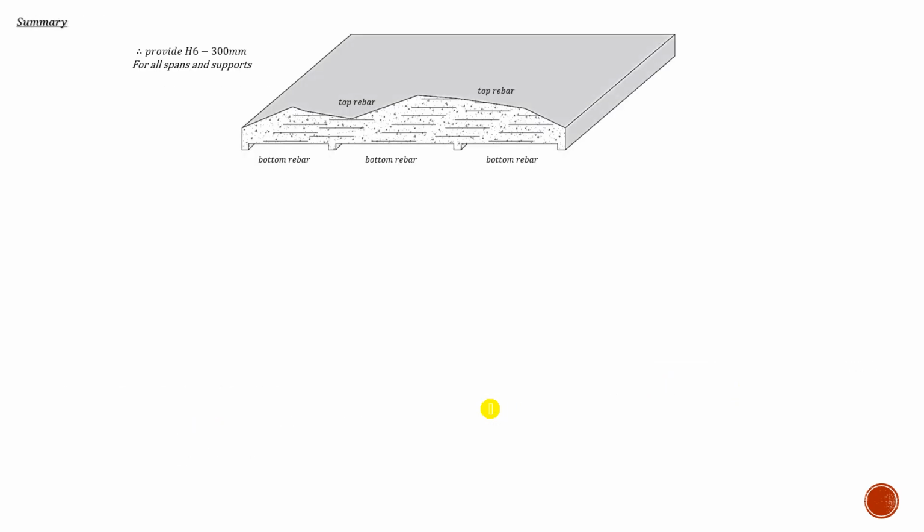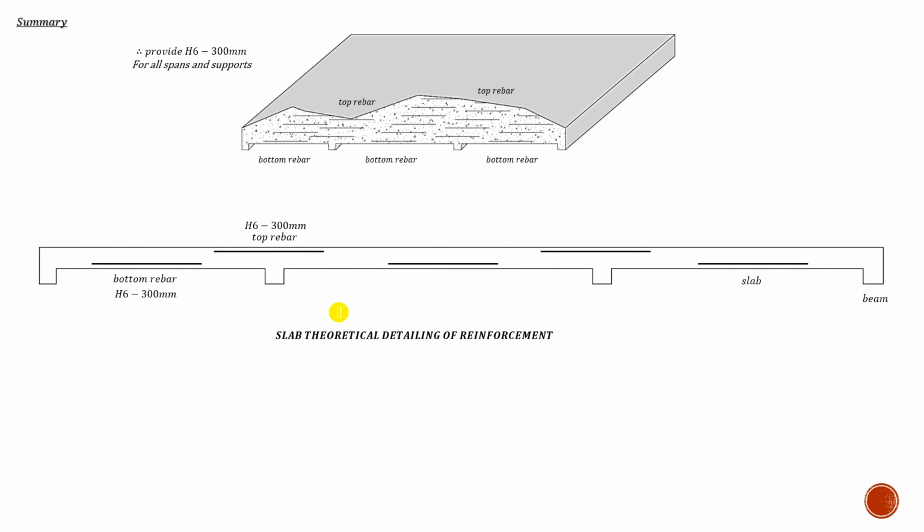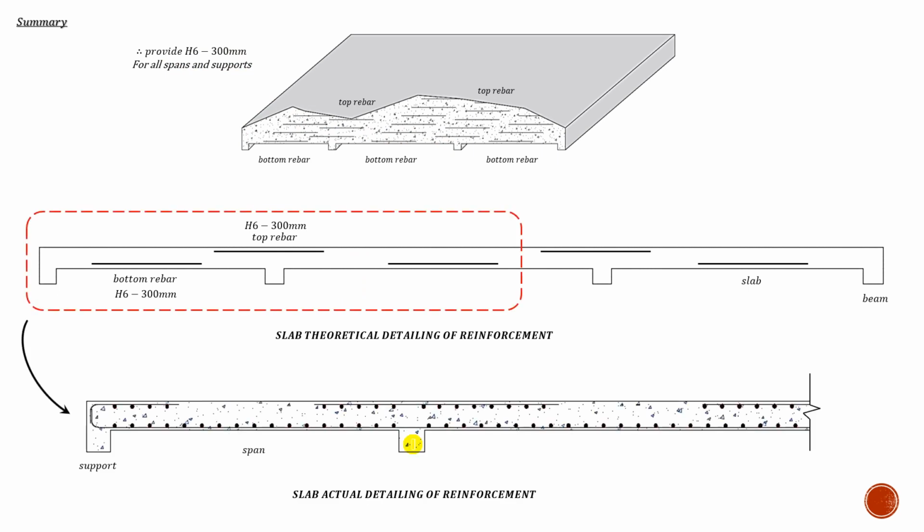Alright, so we are done. Let's just give a summary of the design. We're providing H6 at 300mm center to center for all the supports and spans, and this is what it looks like theoretically. This is not the real look of the reinforcement. The layout of the reinforcement is way different, similar to the one you see here. I'm not going to put this in any project. You never ever see the layout of the reinforcement in this way. You must see it in this formation.